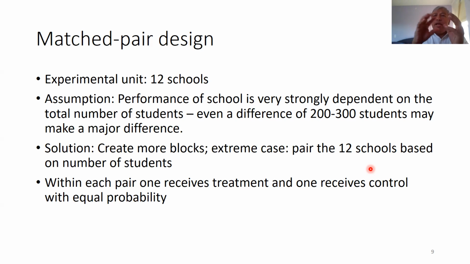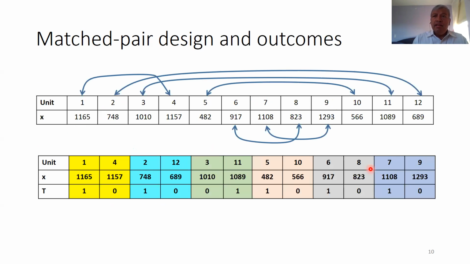And within each of these pairs, we have one treated and one control, and then we compare their performances, right? So this is an extreme case of blocking, which we refer to as a matched pair. This is how the design is conducted. Basically, when you look at the units, you try to match each school with another school with the closest possible enrollment, right?